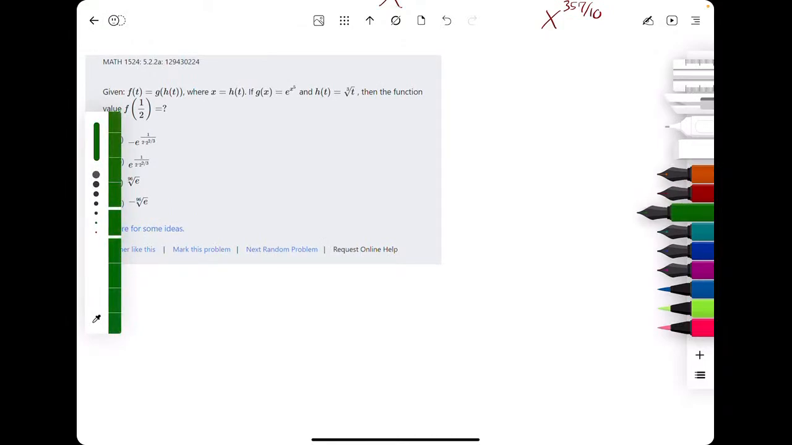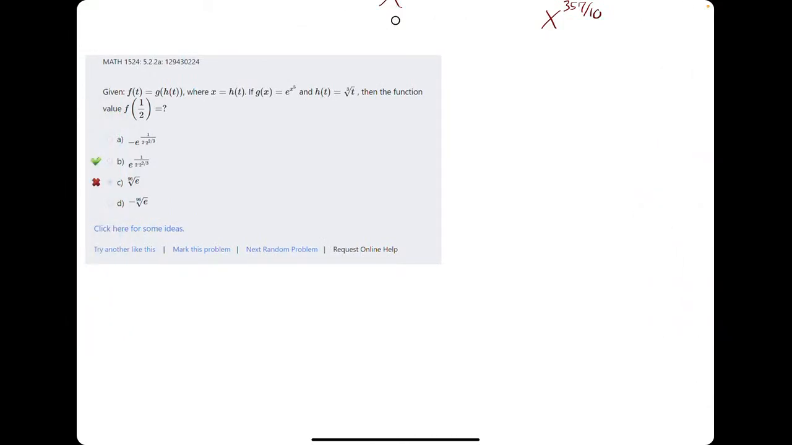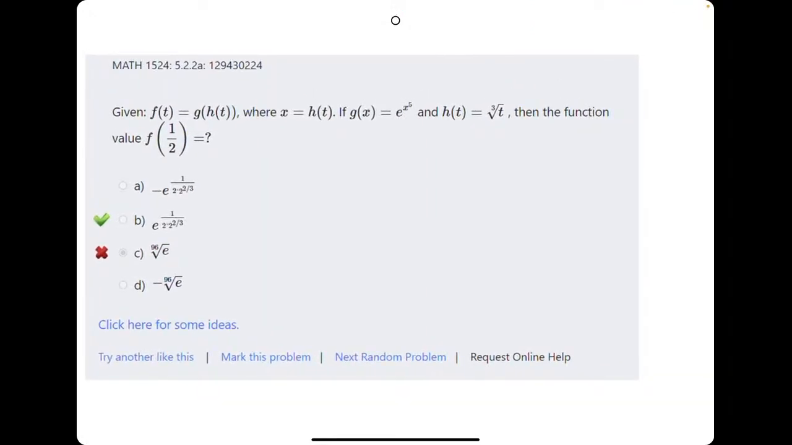In this one, real quick, I'm going to go turn off my heat. I'll be right back. But this one, I'll say there's no derivative involved. It's mainly composition of functions and then plugging in 1/2. I'll be right back so the fan's not too loud. I'll be right back.